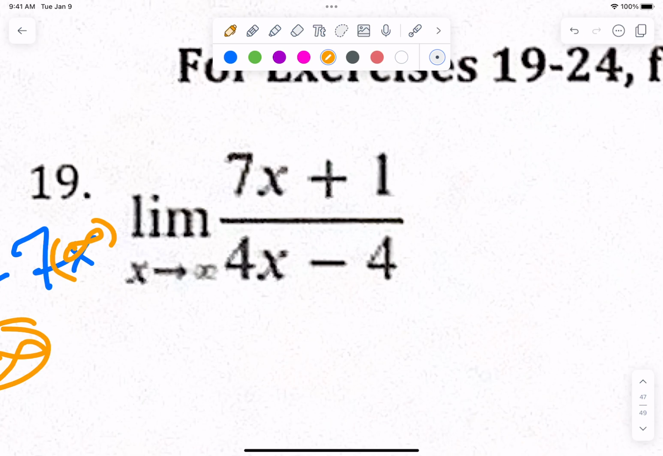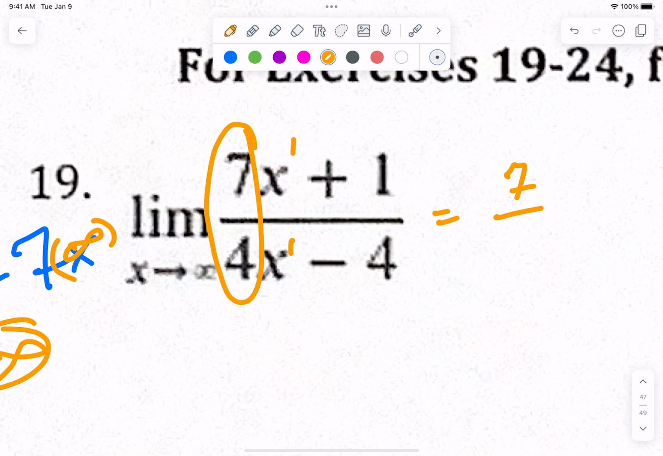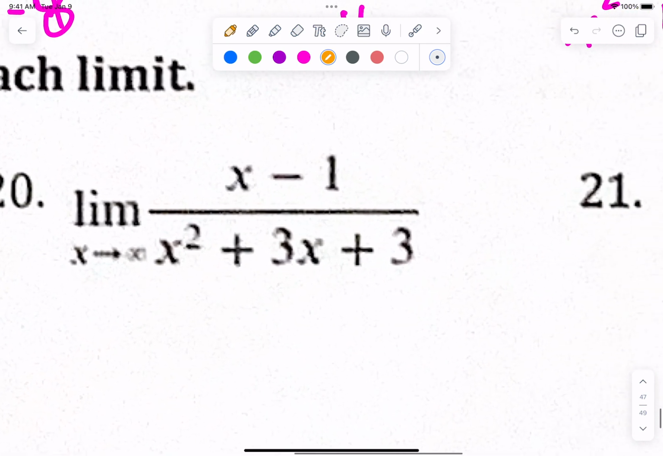Number 19. How do I do this? The leading coefficient. Yeah, n is 1, m is 1, and n is equal to m, so I look at the leading coefficient. So his limit is going to be? 7 over 4. 7 over 4, you got it. Beautiful.